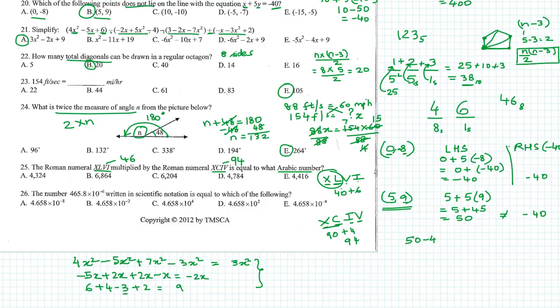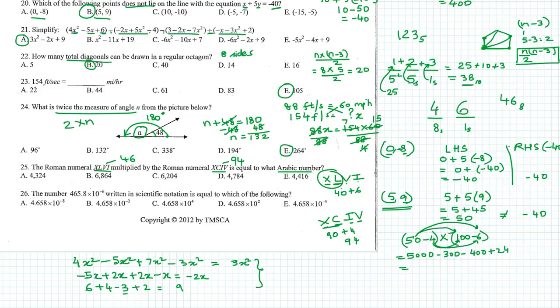So one way to multiply 46 and 94 is by writing 46 as 50 minus 4 and multiply this by 100 minus 6. So 50 times 100 is 5,000. 50 times minus 6 is minus 300. Minus 4 times 100 is minus 400. And minus 4 times minus 6 is plus 24.